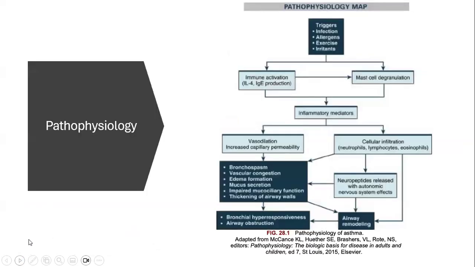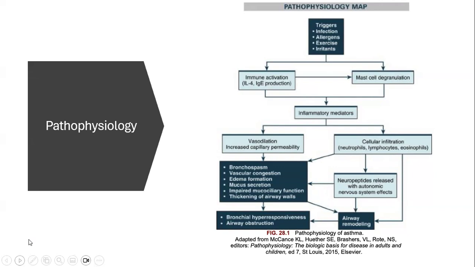Okay, next, let me remind you about the pathophysiology of asthma. I believe that you already watched the video before about the pathophysiology of asthma, but I will give a brief explanation. Asthma is commonly triggered by factors such as allergens, respiratory infections, exercise, cold air, and environmental irritants like smoke or pollution. In susceptible individuals, exposure to these triggers may initiate an inflammatory cascade in the airways.